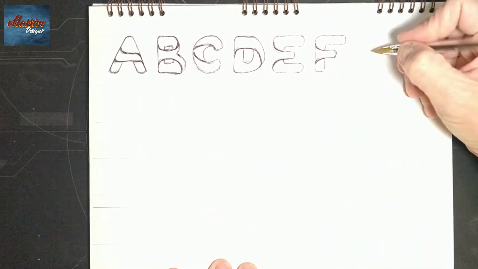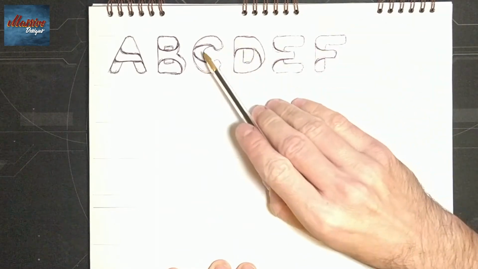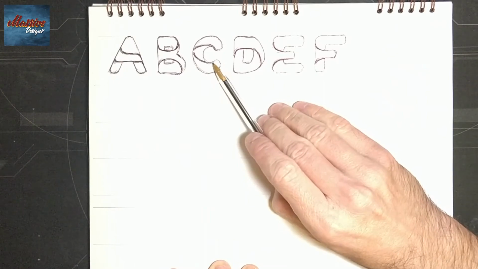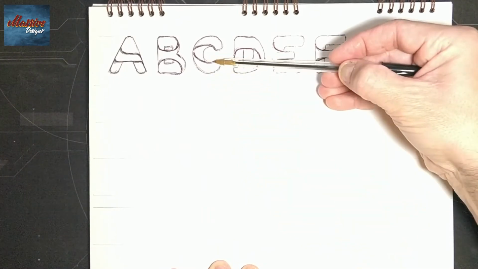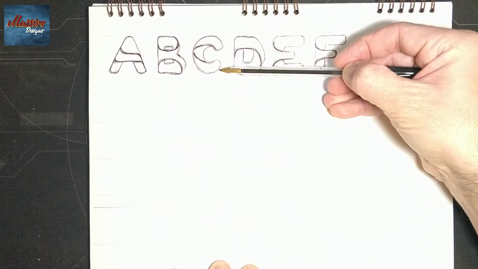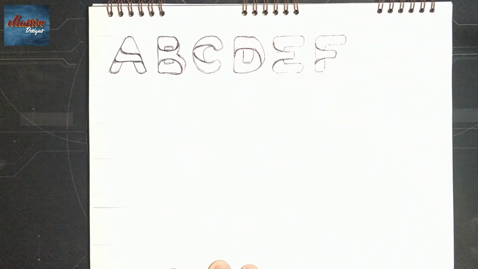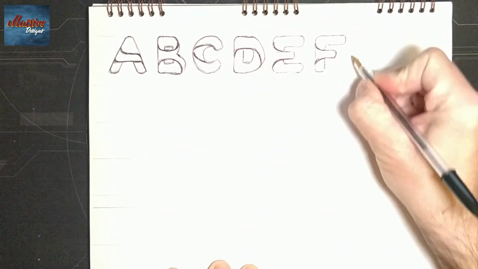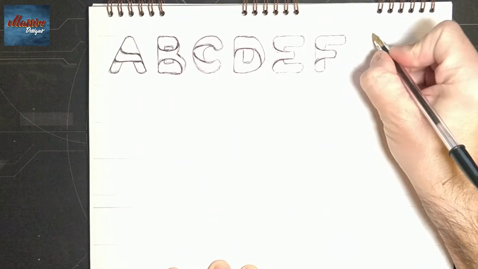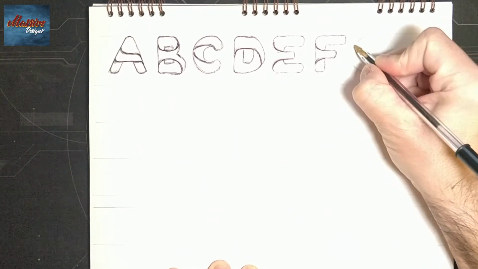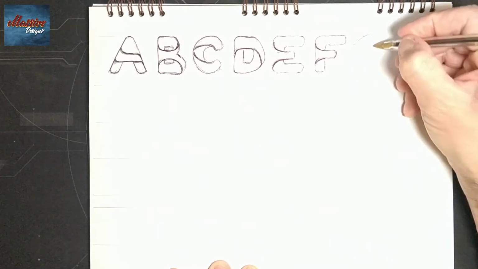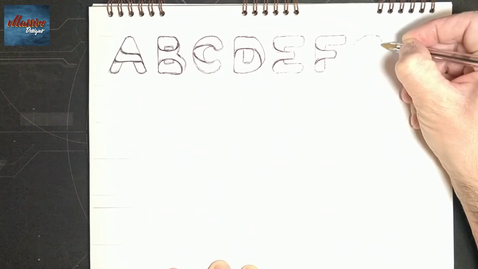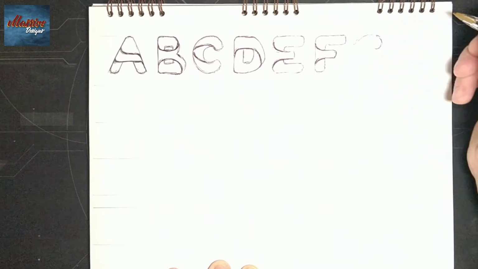Now for the G, it's almost like a C, but in this case, instead of doing this movement, the letter will have a vertical leg here. So we draw the same round shape, okay, and we do it something like this.